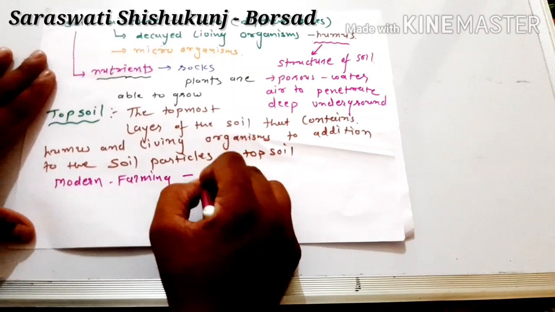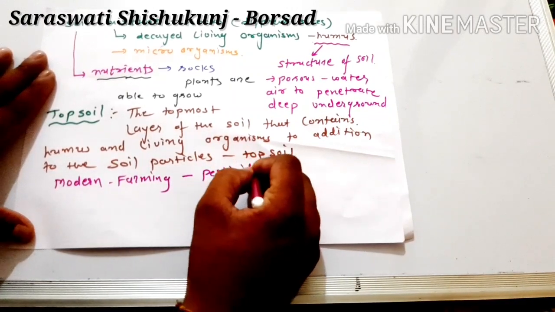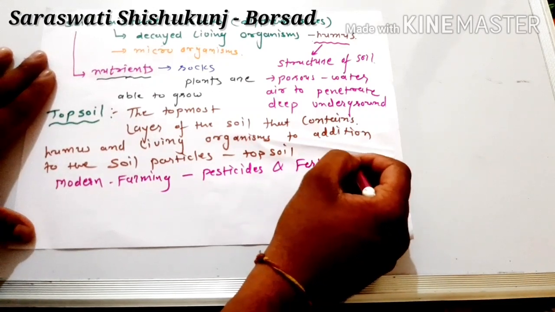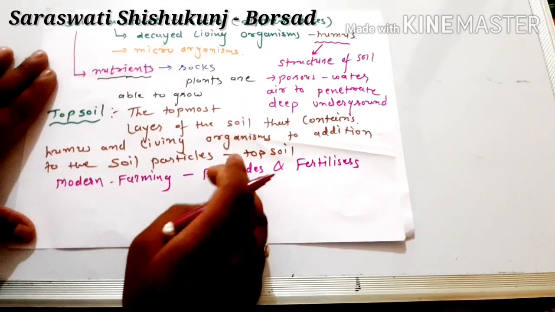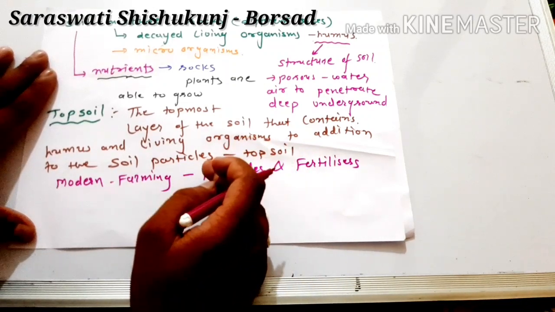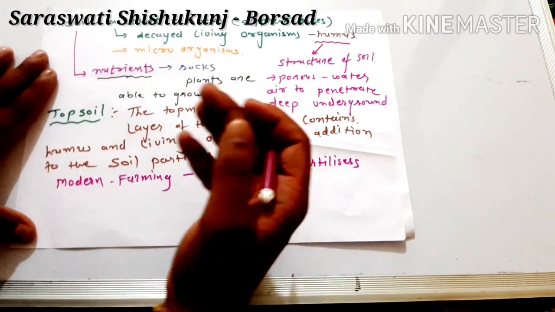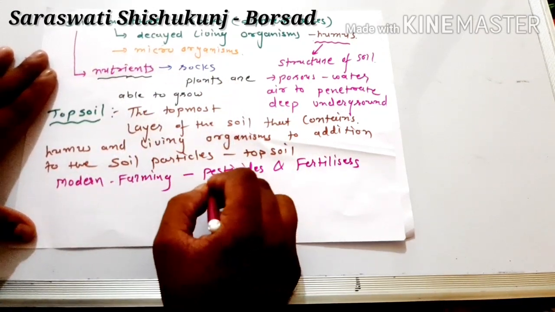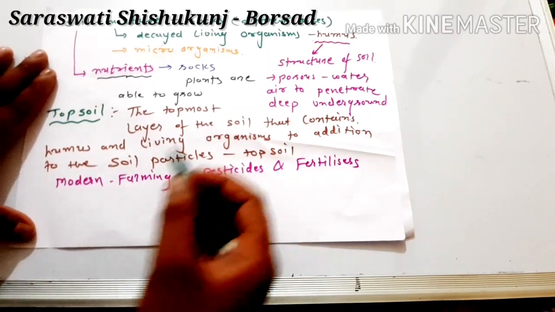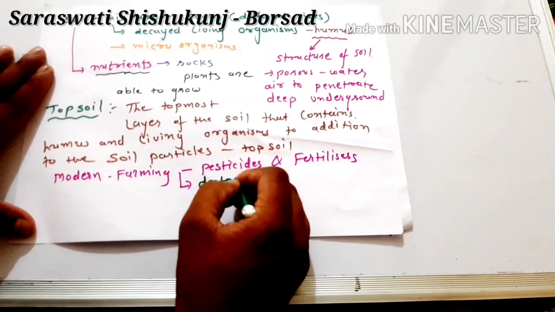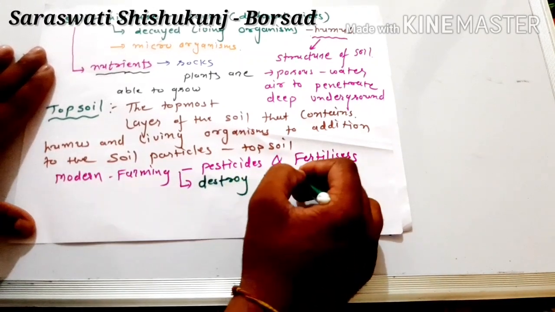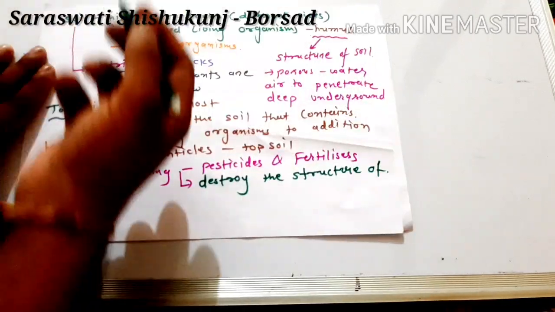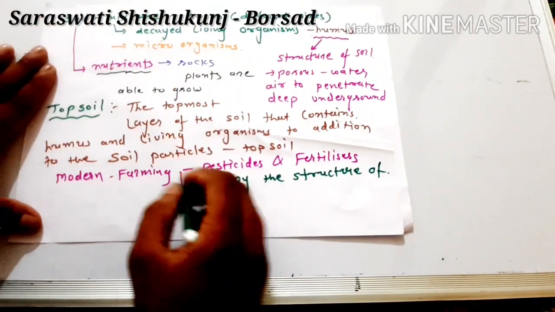We are using more and more pesticides and fertilizers. Due to the use of fertilizers and pesticides for a long time, what will happen? It may destroy the structure of soil.